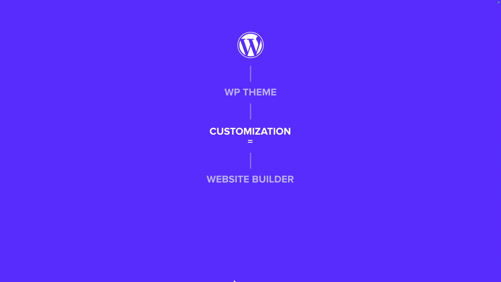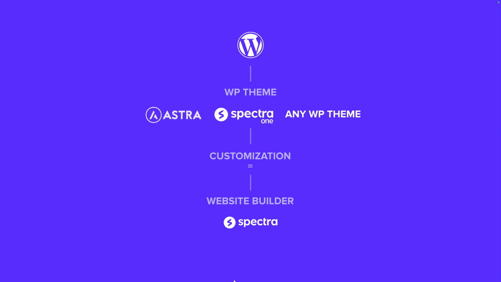So in the example I've just shown you, I was using WordPress. The WordPress theme was Astra, but I could have used Spectra 1 or any WordPress theme, and that's the beauty of it. And last but not least, as mentioned, the website builder I was using is Spectra.